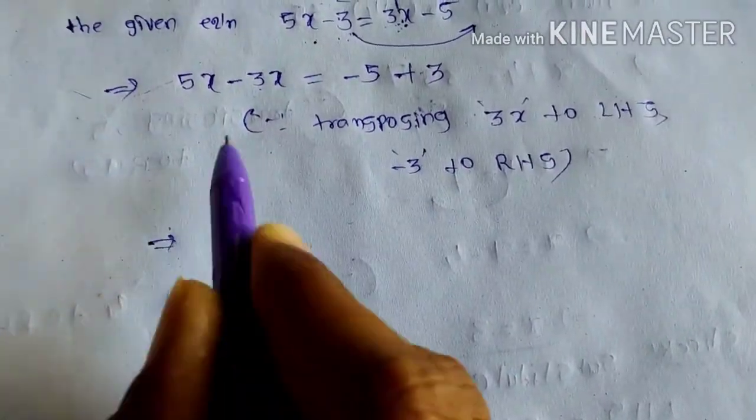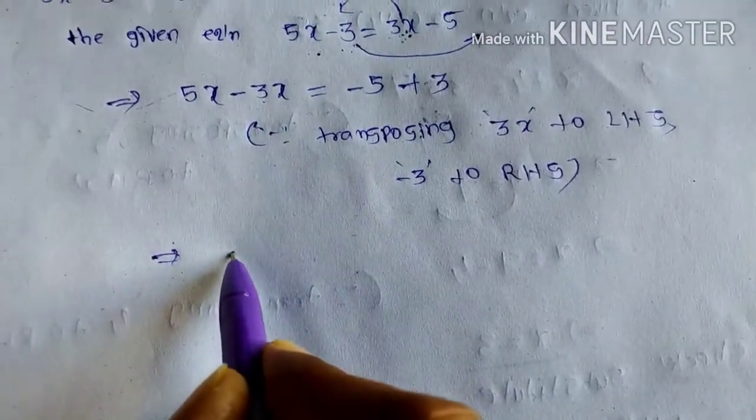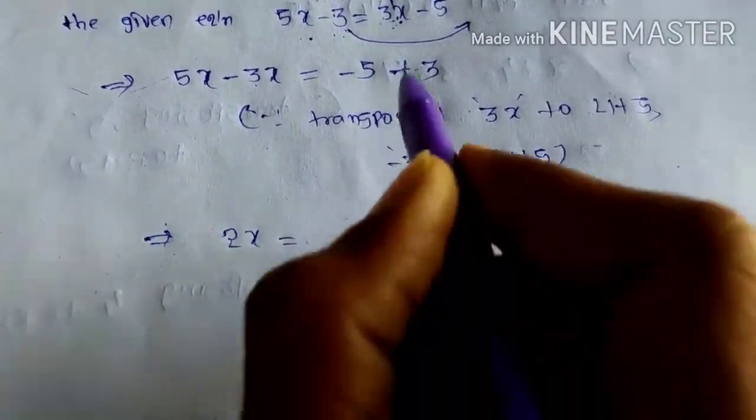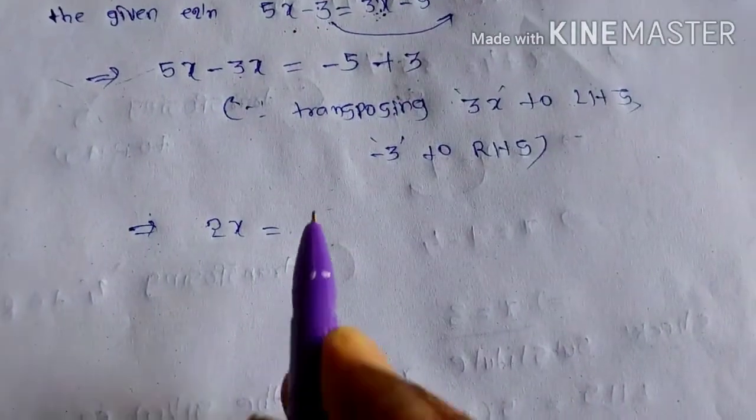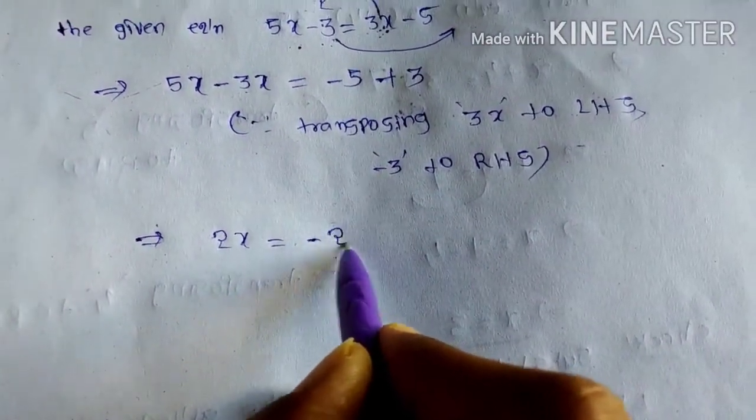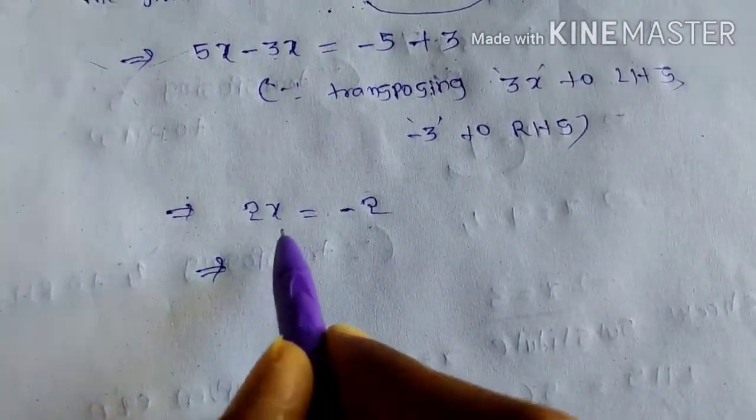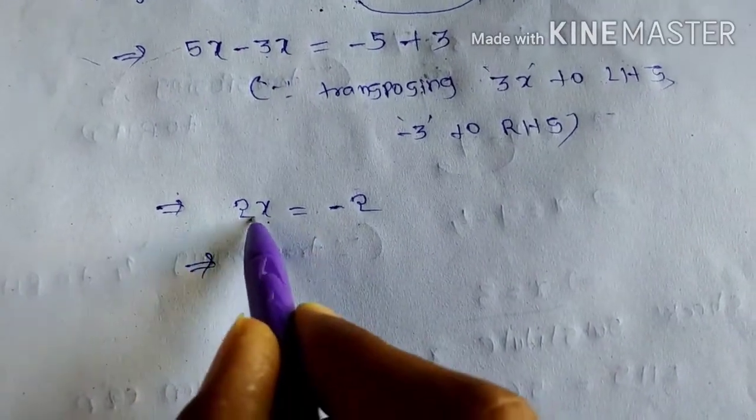See here implies 5x minus 3x. That means 5 minus 3 is how much? 2x is equal minus 5 plus 3. Minus 5 plus 3 means you will get minus 2 only. Yes or no? Yes. Similar way you can see here we need to find x only, so that you can transpose 2 to RHS.